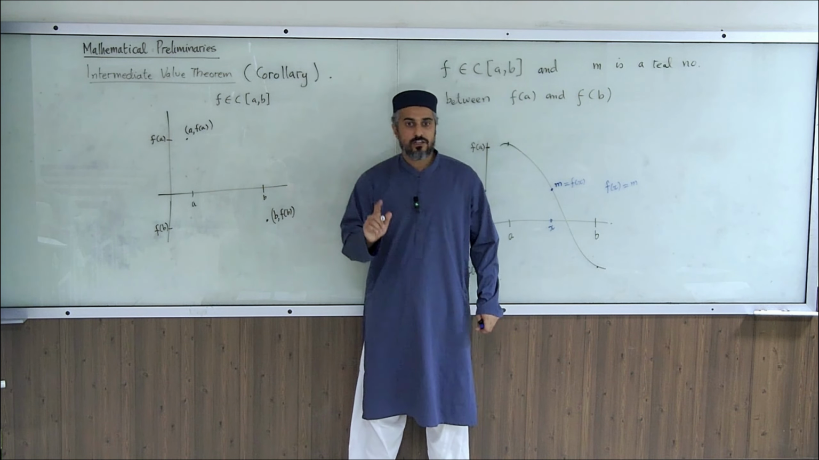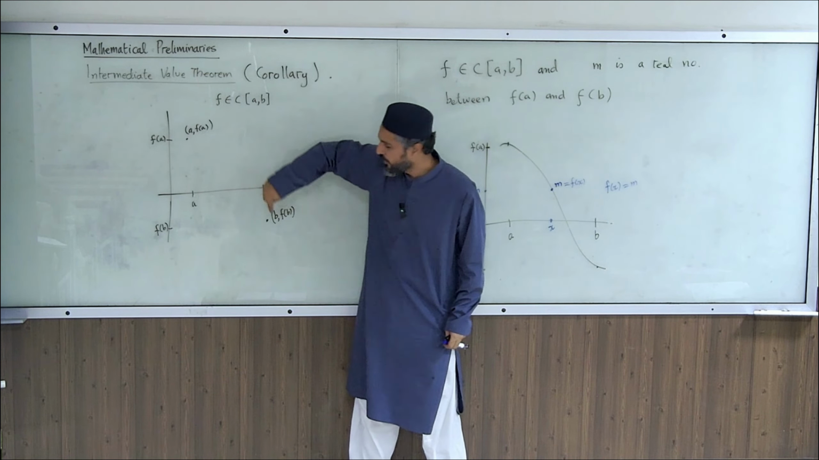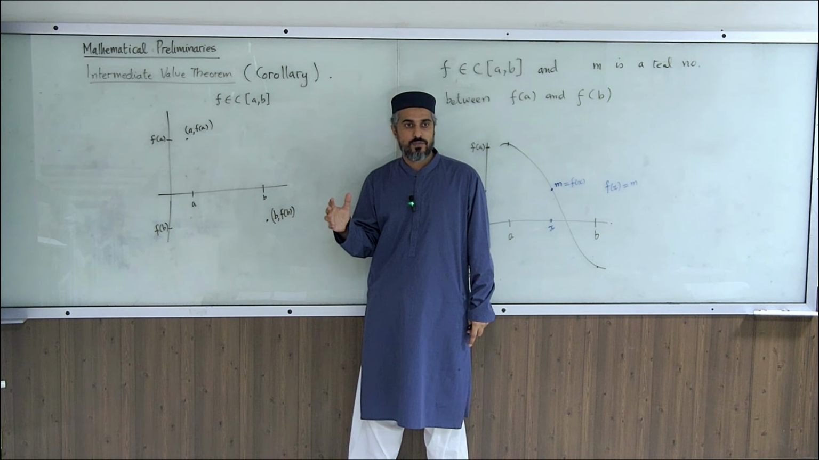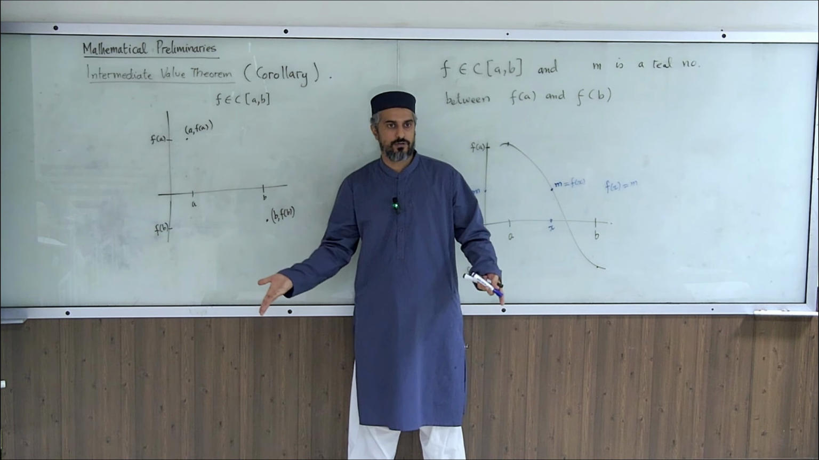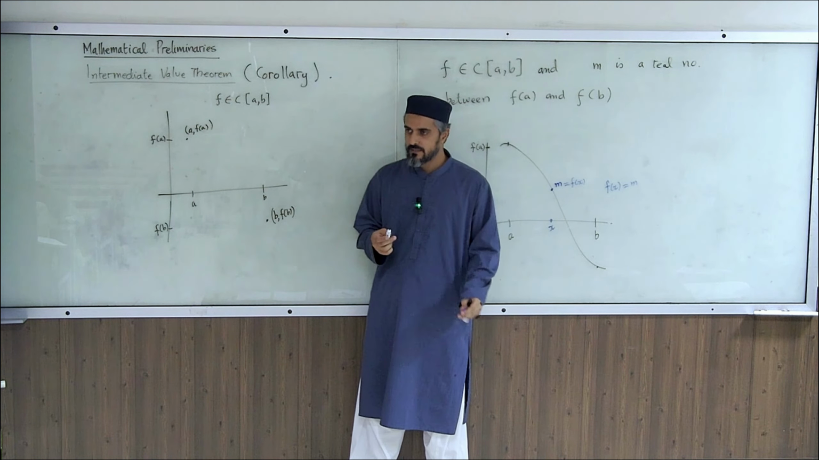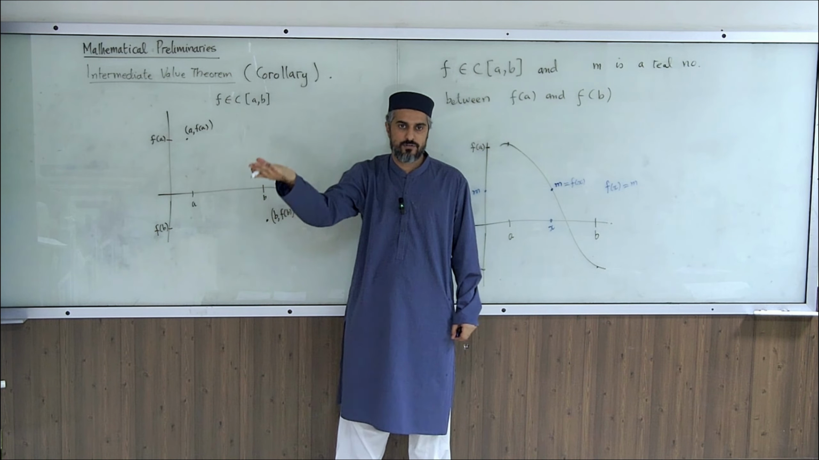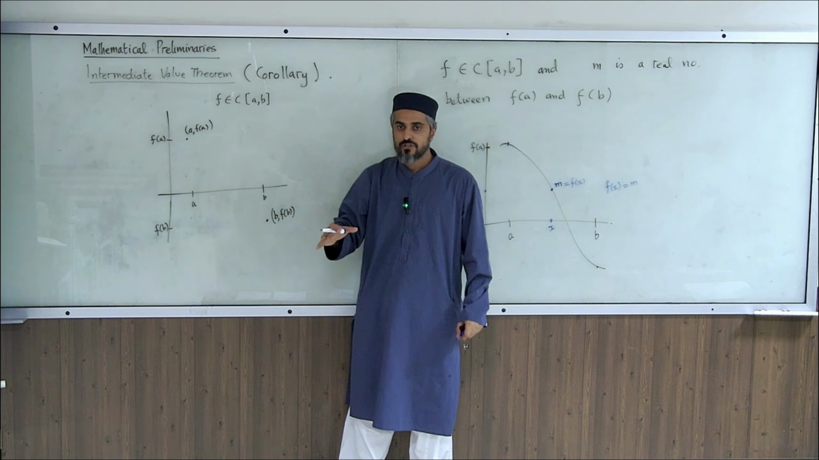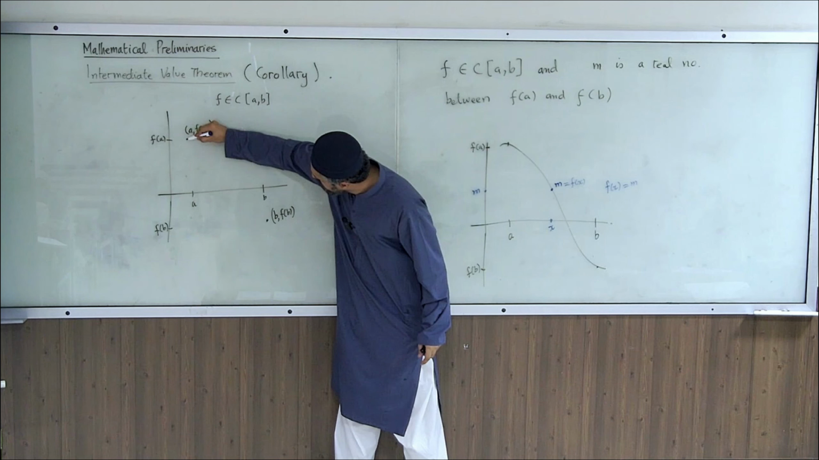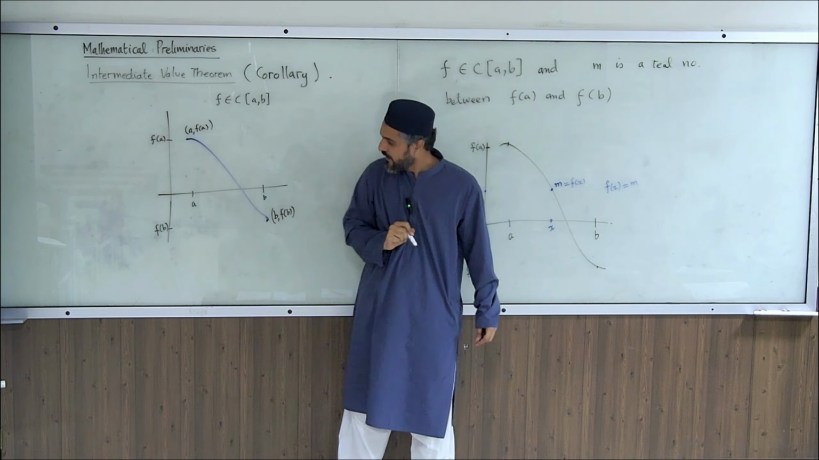Now since it is a continuous function, these 2 points will be connected through a curve which does not have any discontinuity. It does not have any jumps or any gaps. So these 2 points will be connected through a curve which is not discontinuous. If I draw any curve that is continuous, let's say I draw a curve like this, connecting the 2 points.